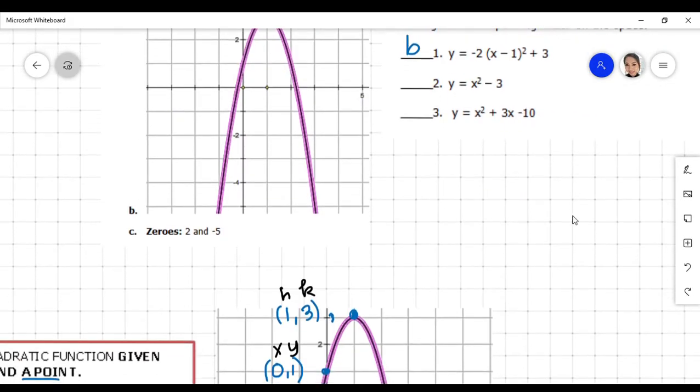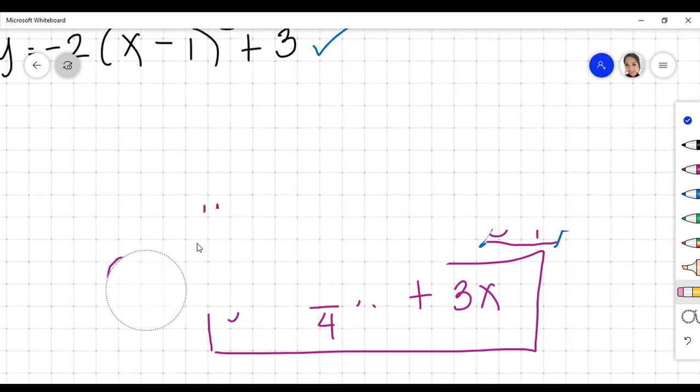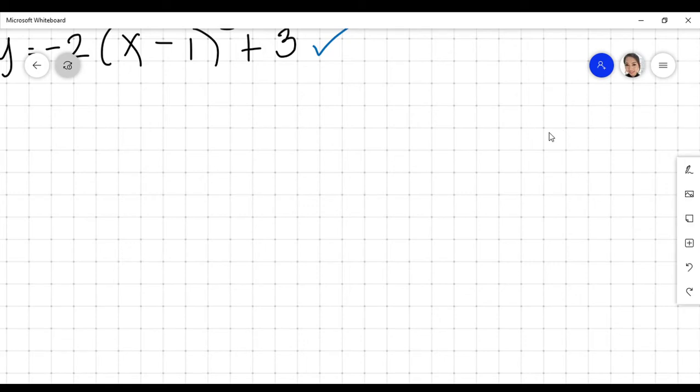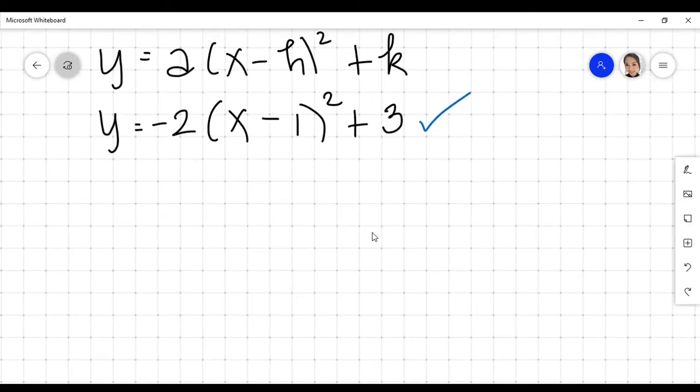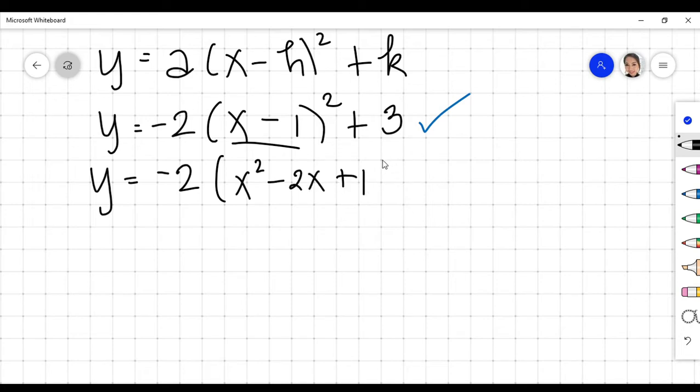Okay, so moving on, let's proceed. Okay, let's erase this part. Okay, let's proceed. So let's simplify this one in the standard form. Okay, so that's y equals negative 2 times the expanded form of that. So that's x squared minus 2x plus 1, plus 3.